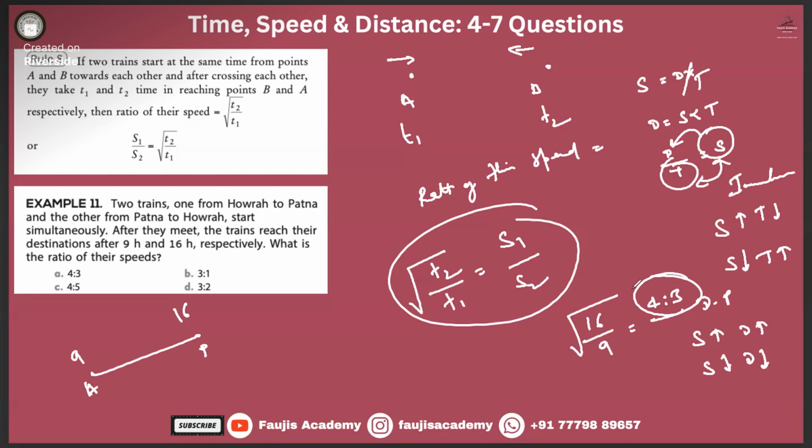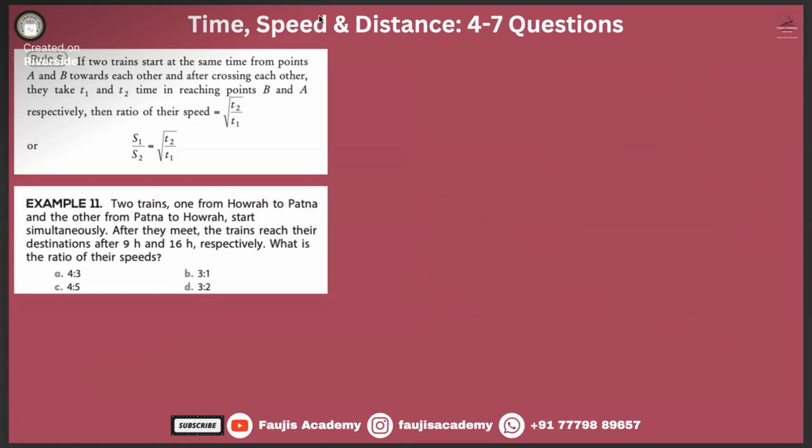Yes, sir. Let's try and understand what exactly happens with a normal example. This is your Howrah, this is your Patna. Train A reaches in 9 hours and this one reaches in 16 hours. Let us say the distance between them is 144 kilometers. That's just an assumption. We can take any value, but for the sake of simplicity we have simply multiplied 16 and 9 to get 144 kilometers.